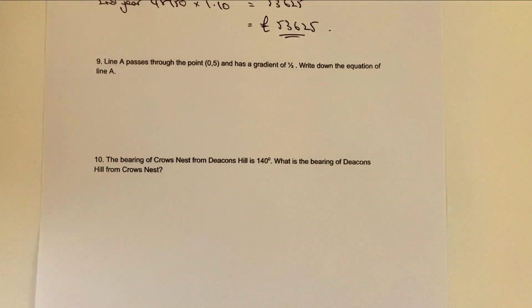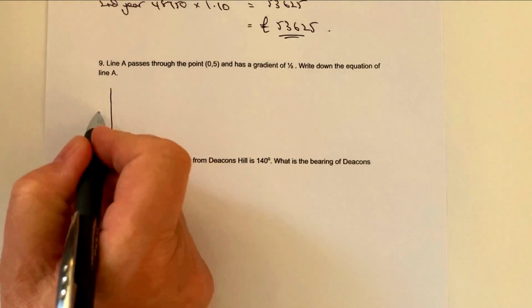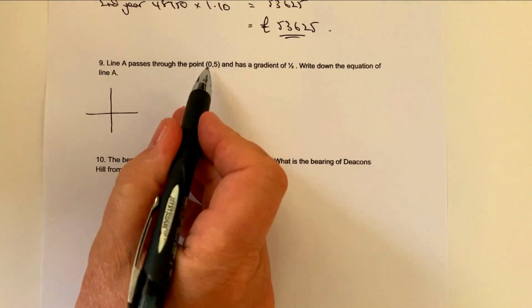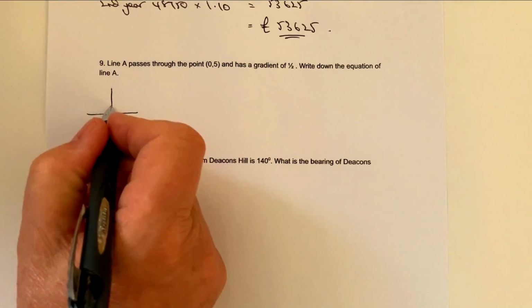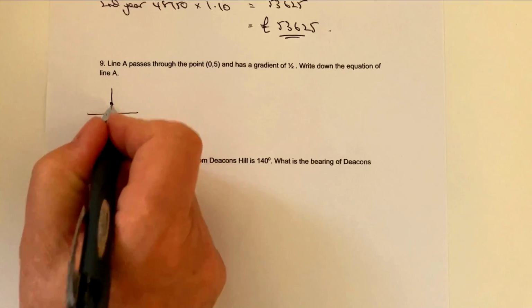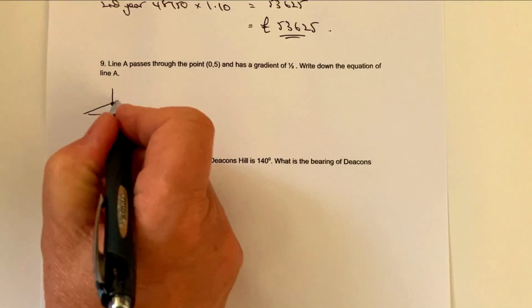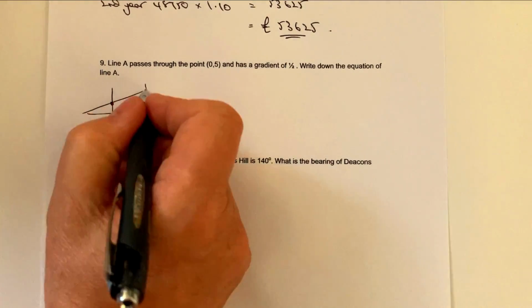Okay, number 9 then. Line A passes through the point 0,5 and there's a gradient of a half. Write down the equation of line A. This is really straightforward. It's just the wording that makes it difficult, because you can imagine what we've got is a line. It passes through the point 0,5. So 0 is the value of x and 5 is the value of y. And it's got a gradient of a half.